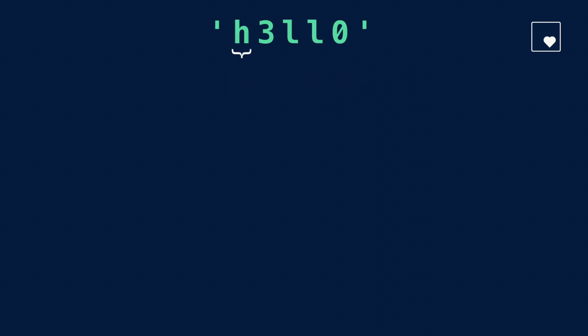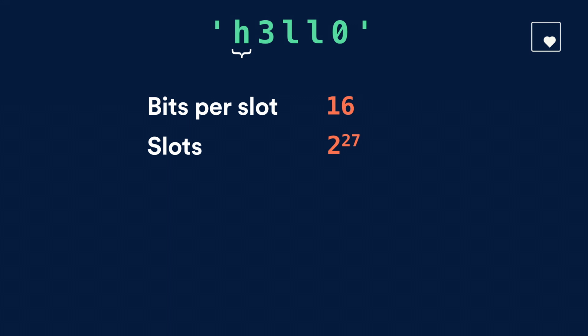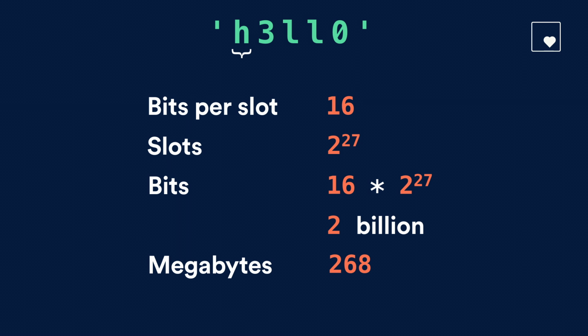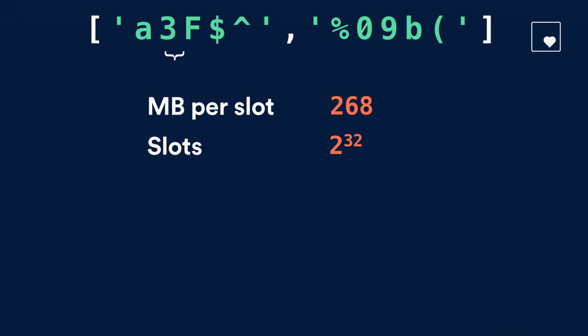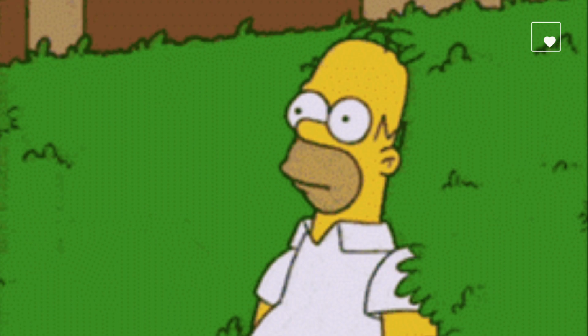We start with this string. We know we have 16 bits per slot. Now, they might do some optimization under the hood, but let's assume that it's 16 bits per slot. We have 2 to the 27 slots. And the amount of bits is about 2 billion bits, or 268 megabytes, to store one of these strings. And if we're trying to store an array, we have 268 megabytes per slot, 2 to the 32 slots, about 1 million terabytes to store one of these things. So definitely something that you don't want to be doing.